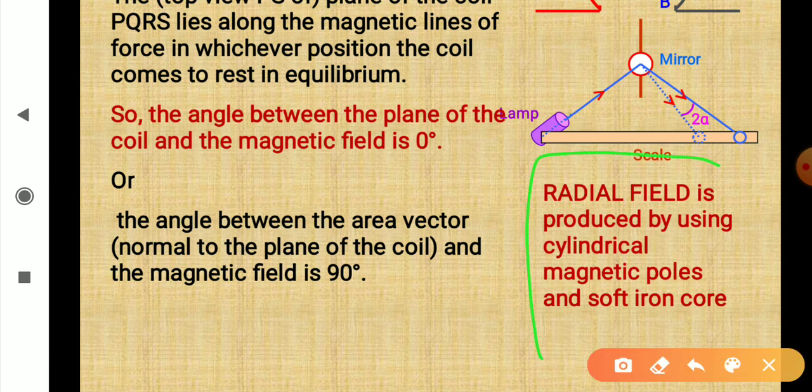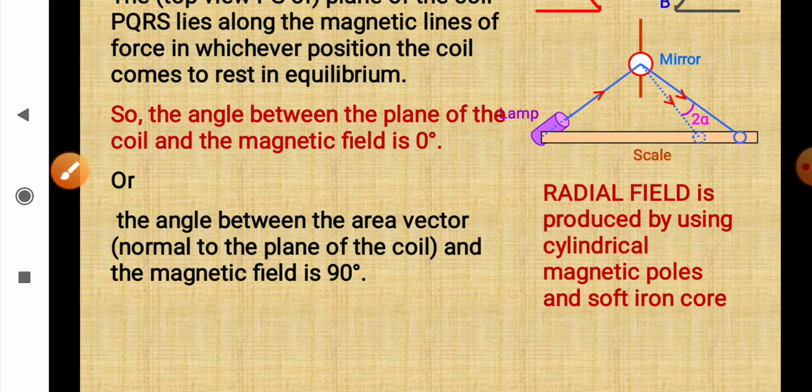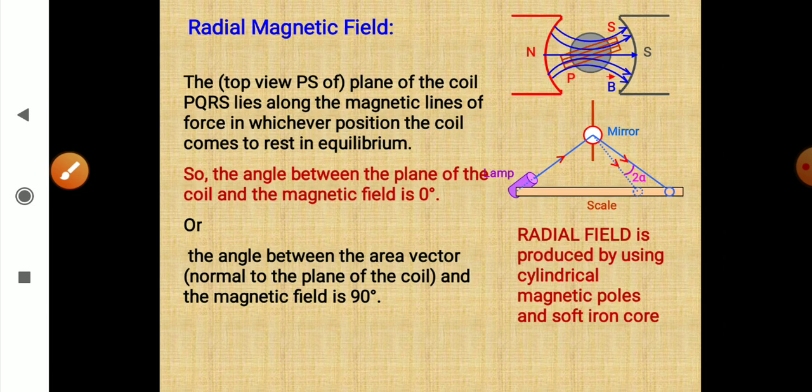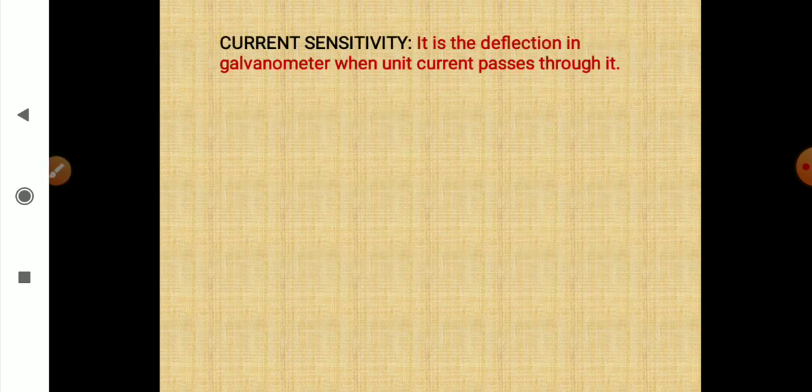Now look at this part. Radial field is produced by using cylindrical magnetic poles and soft iron core. आपके एग्जामिनेशन में क्वेश्चन पूछा जाता है कि हाउ इज रेडियल फील्ड प्रोड्यूस्ड एंड व्हाट इज द रोल ऑफ अ रेडियल फील्ड. ओके, तो ये ज़रूरी नहीं है कि पूरा का पूरा आपको एक साथ पूछें, वो बिट्स एंड पीसेस में भी क्वेश्चन पूछते हैं.